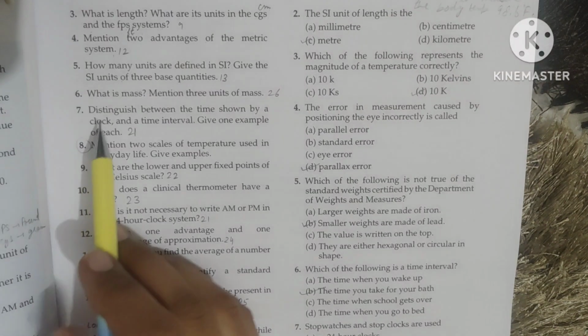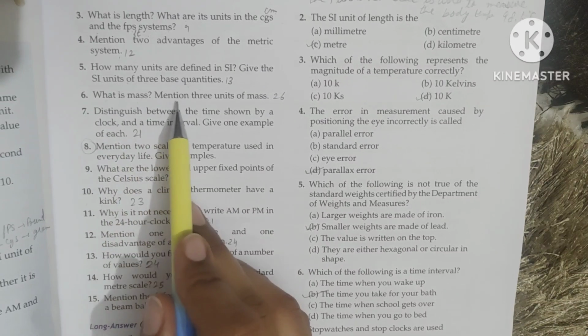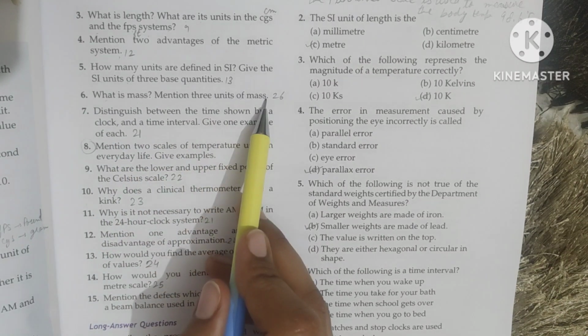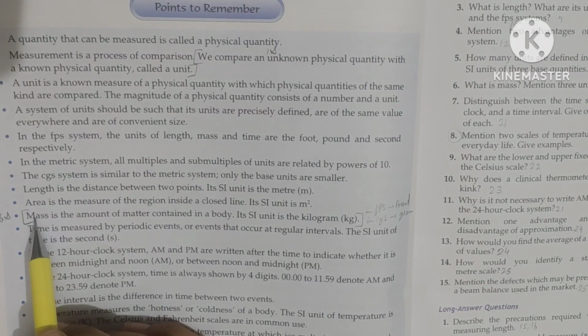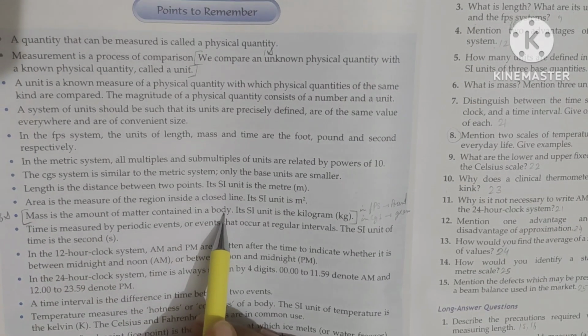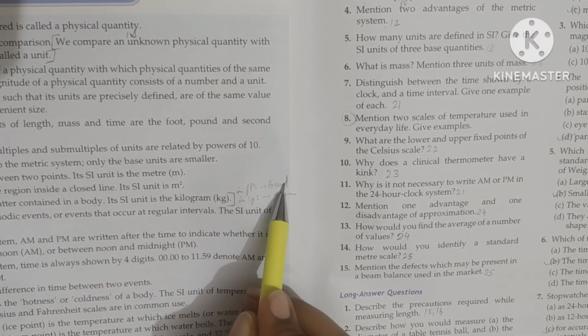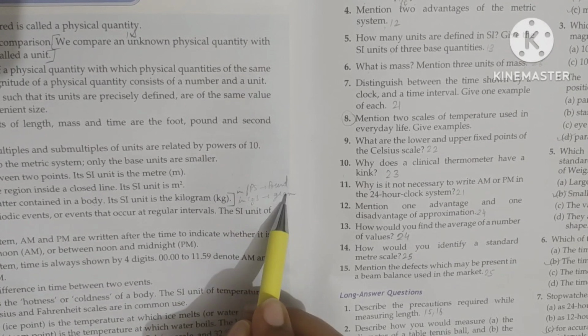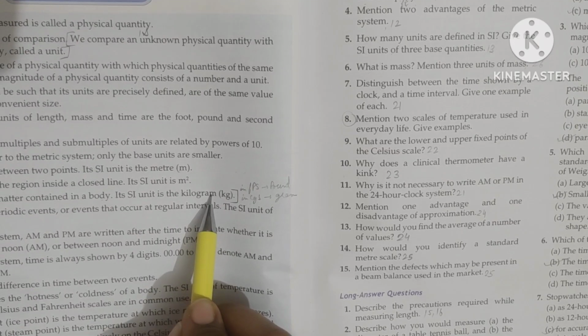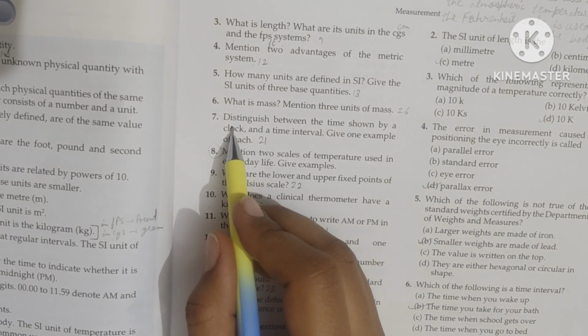Come to question number 6 now. What is mass? And mention 3 units of mass. Here are the points to remember. The mass is the amount of matter contained in the body. Its SI unit is kilogram. Its FPS unit is pound. Its CGS unit is gram.